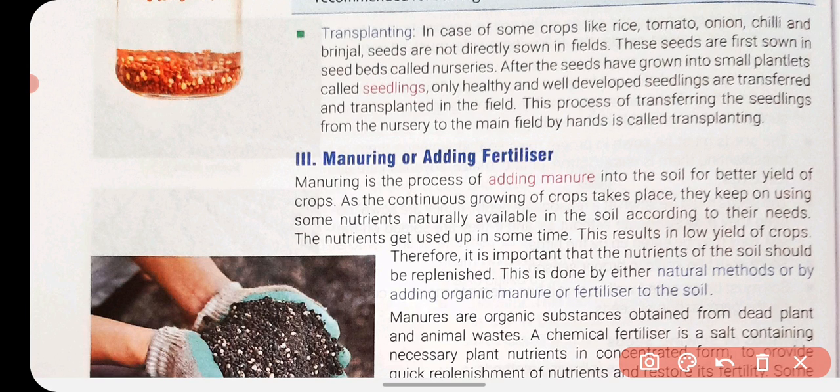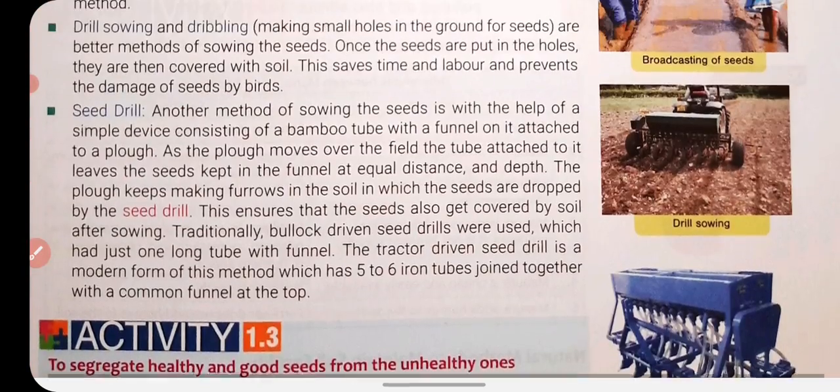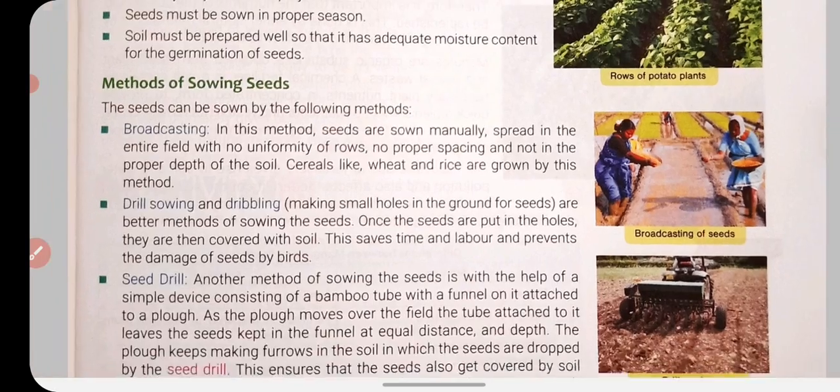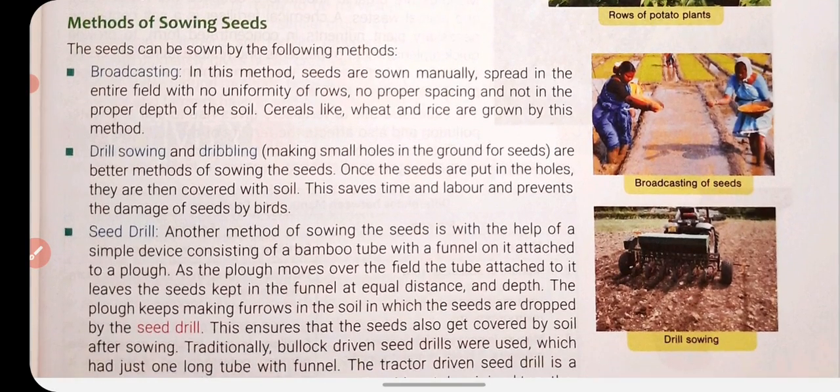So some crops like rice, tomato, onion, chili, and brinjal are not directly sown in the field. First they grow in the nurseries, where they become tiny plantlets called seedlings. Then they are transferred to the main field, and this process is known as transplanting. So basically these are the methods involved in the sowing of the seeds.